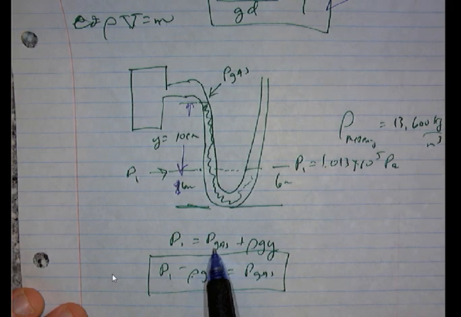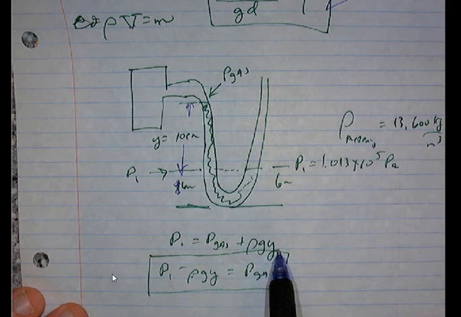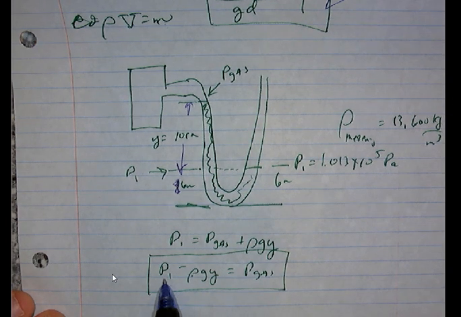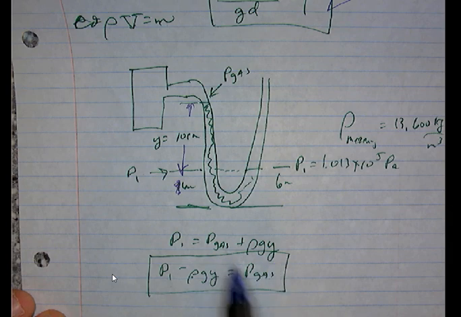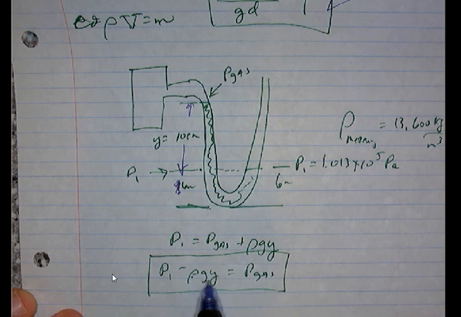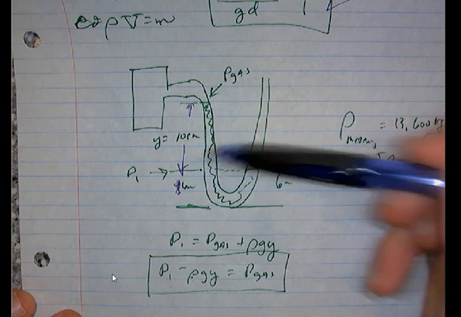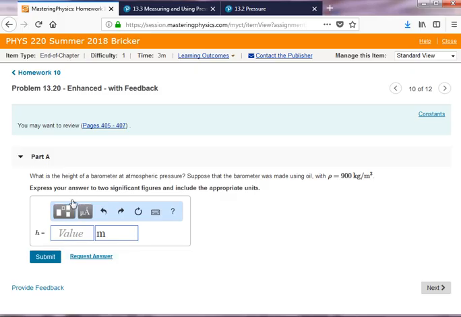P1 is equal to the pressure of the gas, and again that's the pressure at the top, plus rho gy, and y here is 10 centimeters. So we're looking for the pressure of the gas. A little bit of algebra: pressure at the bottom minus rho gy. Again, I just did a little bit of algebra to get the pressure of the gas. Okay, good. So density of the fluid, g, and then y here is the height of the fluid. Be careful, make sure you put that into meters.